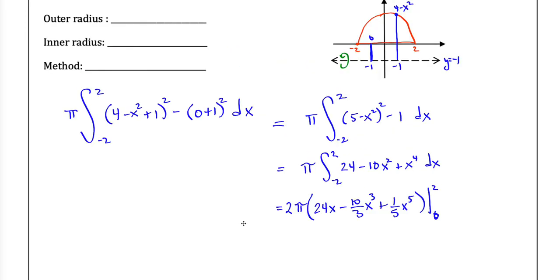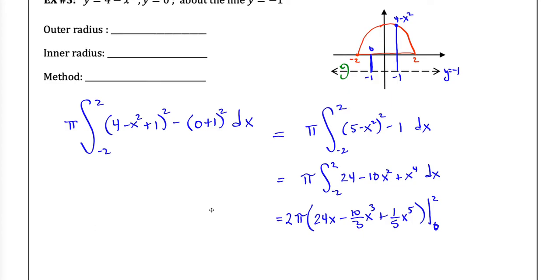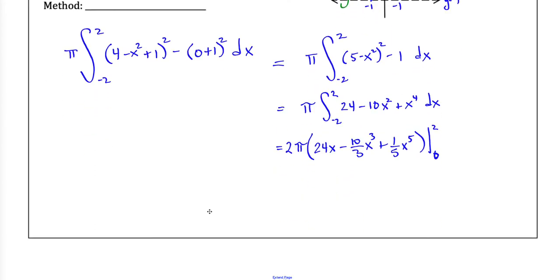Well, so the original numbers were -2 to 2. So those were kind of symmetric to begin with. And the shape itself, looking at it, is symmetric. So I could just do 0 to 2 for nicer numbers and then double it. 48 minus 80/3 plus 32/5. That's good numbers.